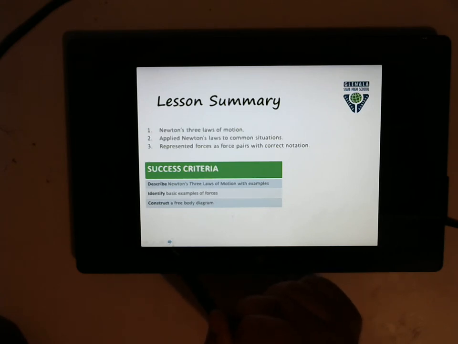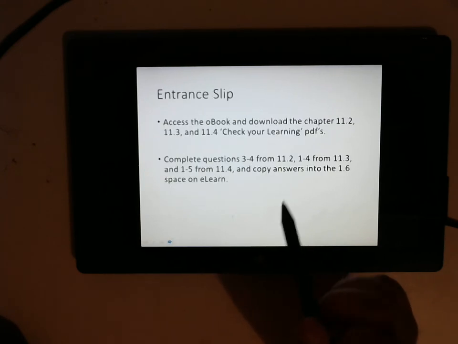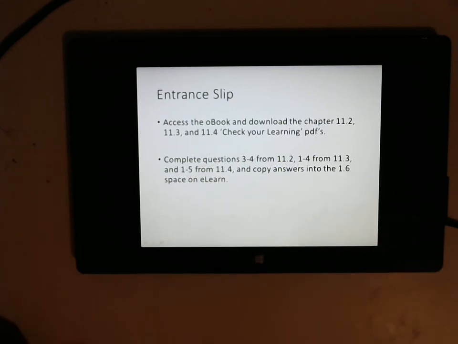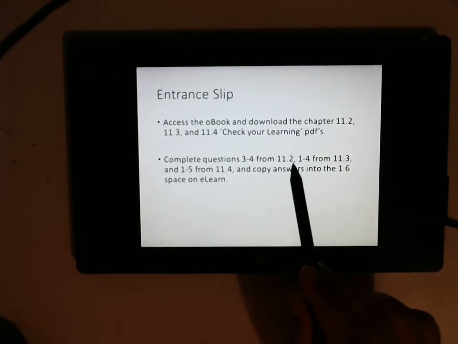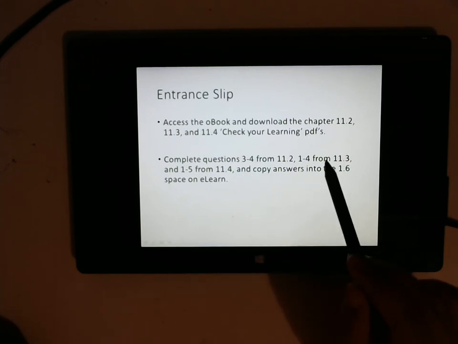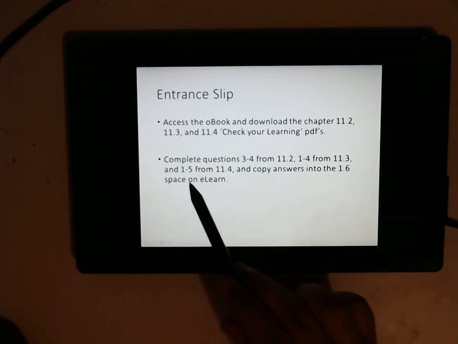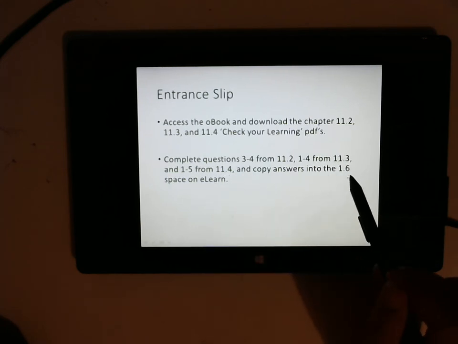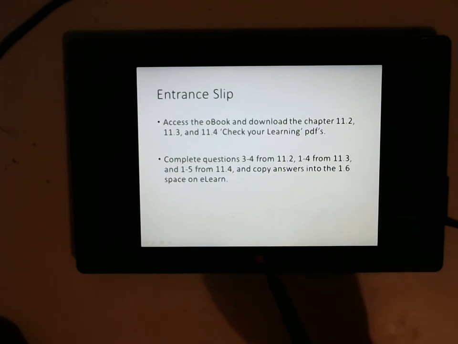Now, our entrance slip for this one is a little bit bigger. Okay, you've got 3 chapters here, 11.2, 11.3, and 11.4. In 11.2, I'd like you to do questions 3 and 4, and 1 to 4 in 11.3, and 1 to 5 in 11.4. Please submit all of these into the 1.6 space on eLearn.